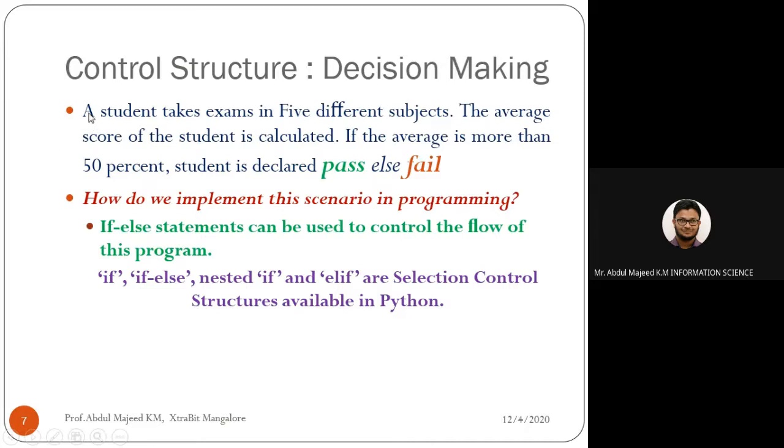Similarly, we can have one more scenario. A student takes an exam in 5 different subjects, and the average score of the student is calculated. If the average is more than 50%, the student is declared pass, otherwise fail. So this is the scenario. We need to check whether the given student passes or fails the exam.